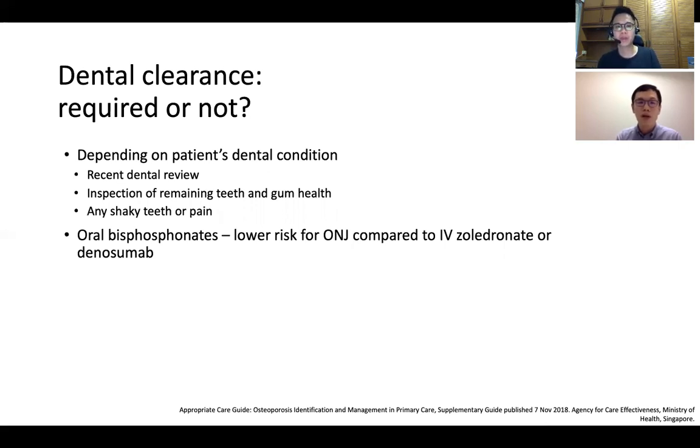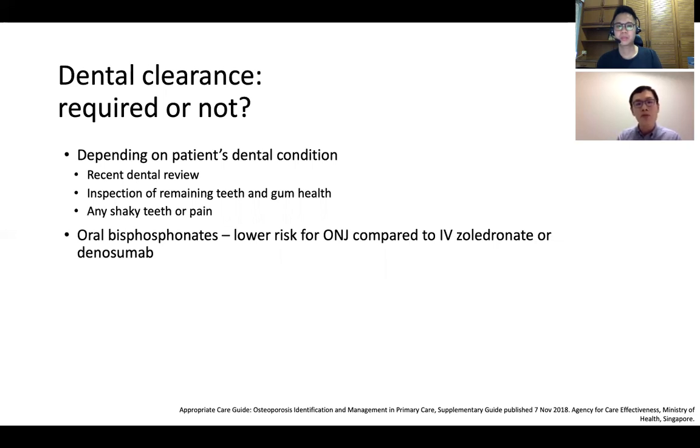I appreciate that we are not dentally trained, but the easiest thing to do is to look into the patient's mouth. There will be a few conditions that are very obvious. One is the patient is edentulous, has no teeth. Then you don't need to send the patient for dental clearance, otherwise it's quite embarrassing. Second, if the patient has very bad dental condition, then obviously you want to make sure that the dental health is optimized before starting any anti-resorptive treatment. If not, later on they have to do extraction and all that, and it will complicate matters.